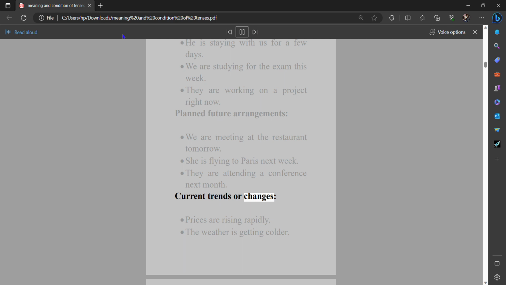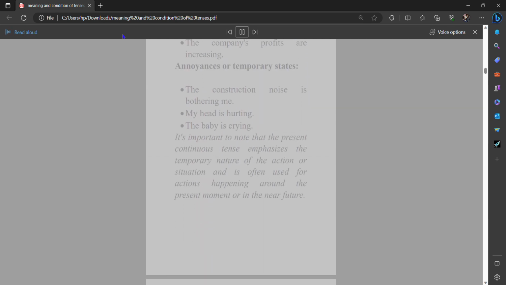Current trends or changes. Prices are rising rapidly. The weather is getting colder. The company's profits are increasing. Annoyances or temporary states. The construction noise is bothering me. My head is hurting. The baby is crying. It's important to note that the present continuous tense emphasizes the temporary nature of the action or situation and is often used for actions happening around the present moment or in the near future.